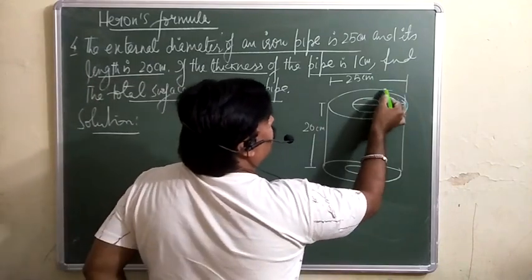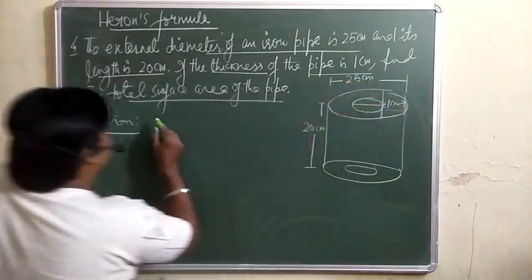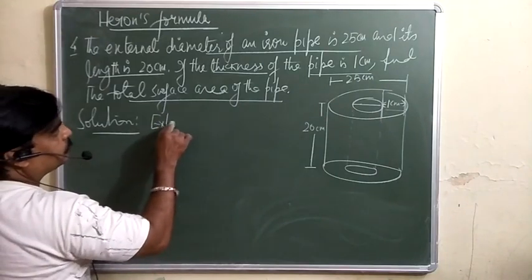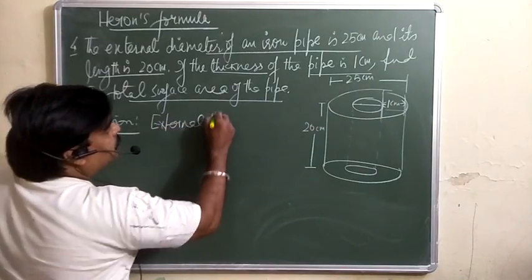So first of all, you have to find the radius. So this is your external diameter.